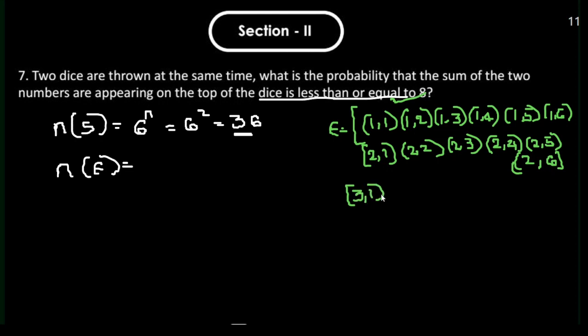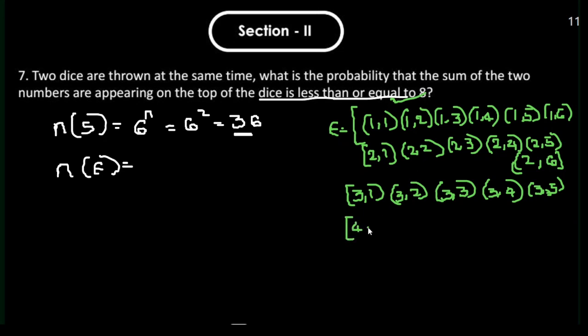3 comma 1, sum is 4, applicable. 3 comma 2, sum is 5, applicable. 3 comma 3, sum is 6, fine. 3 comma 4, sum is 7, applicable. But here 3 comma 5, yes, 8, right? But if we go for 3 comma 6, it will be 9, right? So we cannot take it.